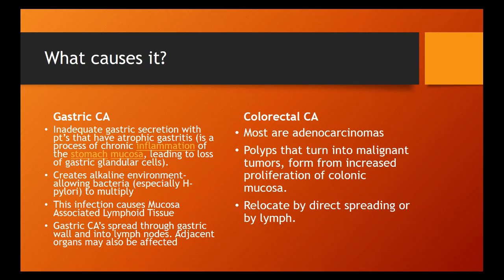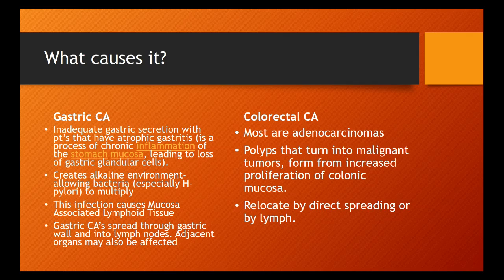What causes it? So what causes gastric cancer, cancer of the stomach? Inadequate gastric secretions in patients that have atrophic gastritis. It is a process of chronic inflammation of the stomach mucosa leading to loss of gastric glandular cells. So this changes the structure of the cells. It creates an alkaline environment, allowing bacteria, especially H. pylori, to multiply. So obviously H. pylori is a big one in terms of a precursor to cancerous cells in the stomach. This infection causes mucosa-associated lymphoid tissue. Gastric cancer spreads through the gastric wall and into lymph nodes. Adjacent organs may also be affected.